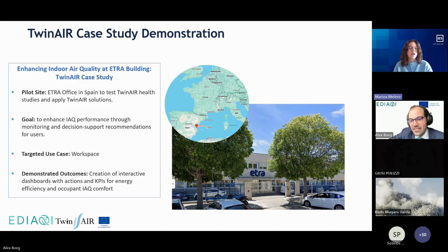So the goal here, as you remember from the beginning, is to enhance indoor air quality through monitoring and decision support. So the outcome was a set of interactive dashboards with clear KPIs and recommended actions that support both energy efficiency and occupant comfort. So this is a good example of how digital twins can move from just monitoring to practical user-centered decisions. So next slide, please.